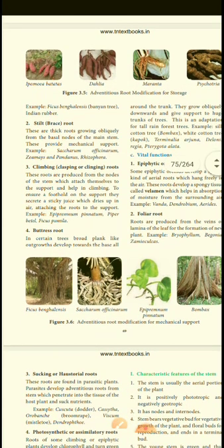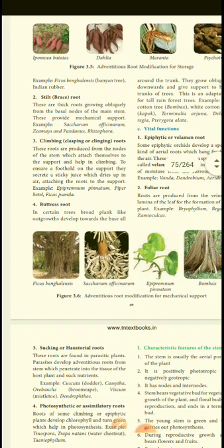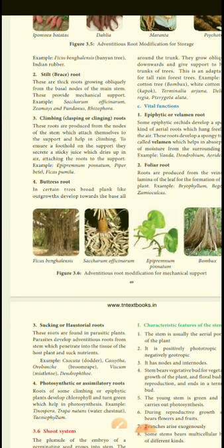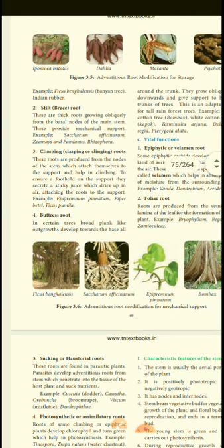Climbing roots. The roots are produced from the nodes of the stem, which attach themselves to the support and help in climbing. For foothold and support, they secrete a sticky juice which dries up in air, attaching the root to the support. Examples: Epipremnum, Piper betel and Ficus pumila. These are the climbing plants.